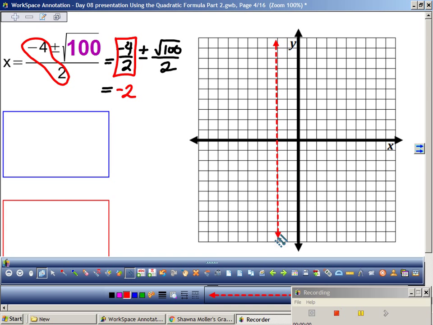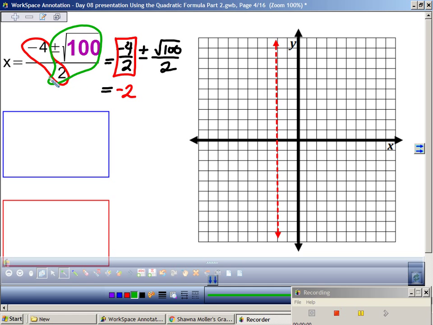I'm going to go ahead and graph that. So I'm at negative 2. That's my axis of symmetry. And my roots, what do I do those in green? My roots are right here. The square root of 100 is 10 divided by 2, which is 5. So I'm going to go in the positive direction 5, 1, 2, 3, 4, 5. And I'm going to go in the negative direction 1, 2, 3, 4, 5. Does that make sense?